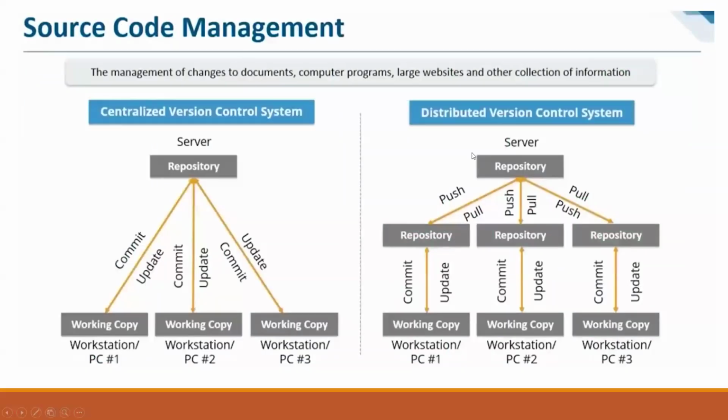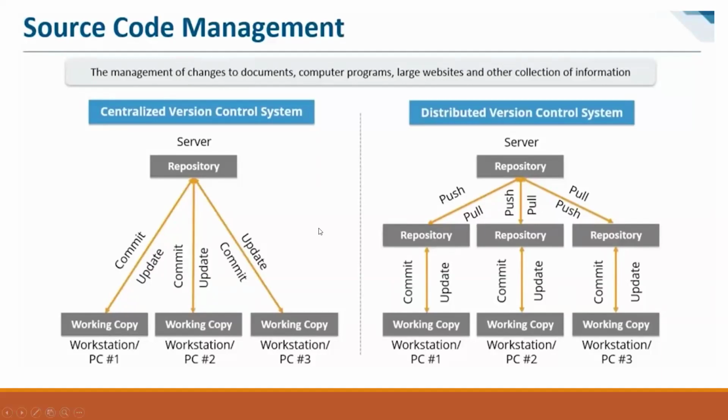So the source code management tools are of two types. One is the centralized version control system, the other is the distributed version control system. In the centralized version control system, we have only one server, and these are your laptops. So we have a working copy and commit to the remote repository. There is no local copy. If the remote server goes down or crashes, the entire code will be gone.